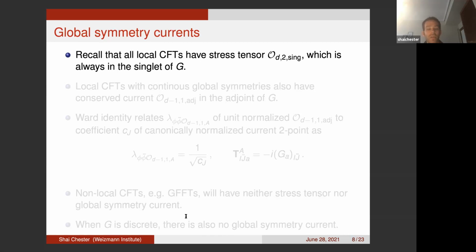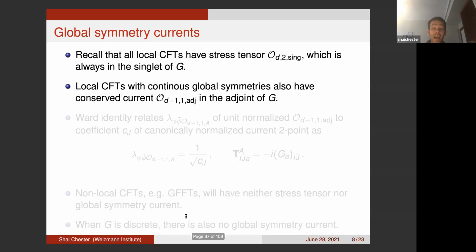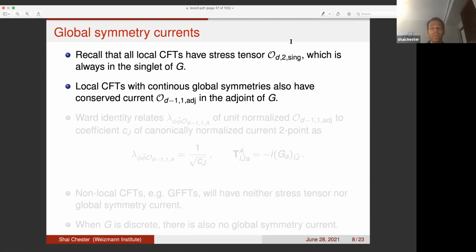Okay, so let's give an example of a notable operator that appears now that we have a global symmetry transformation. Recall that all local CFTs had a stress tensor, which had spacetime dimension d and spin 2, and it always occurs in the singlet of the global symmetry group. But now there's another conserved current we can have. Whenever we have a continuous global symmetry, we have a conserved current which has dimension d-1 and spin 1, and this by definition occurs in the adjoint of the group G. So this is another operator which is guaranteed to appear.